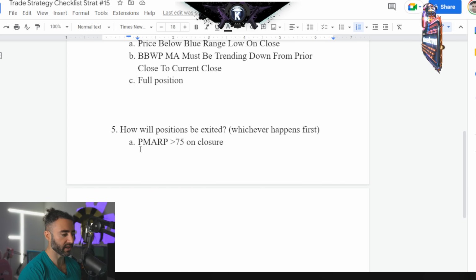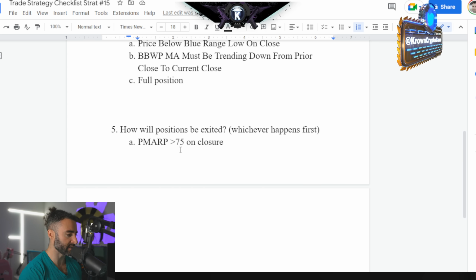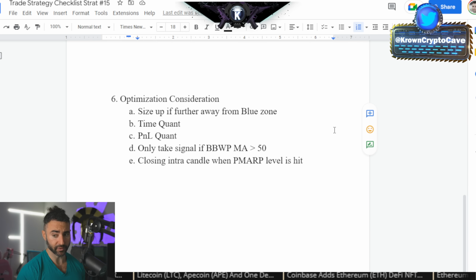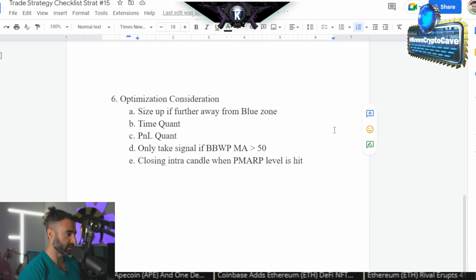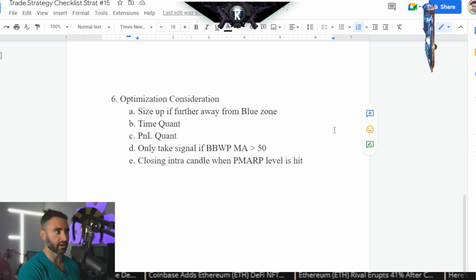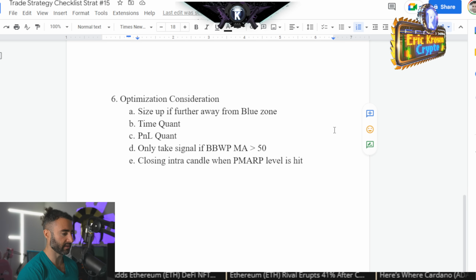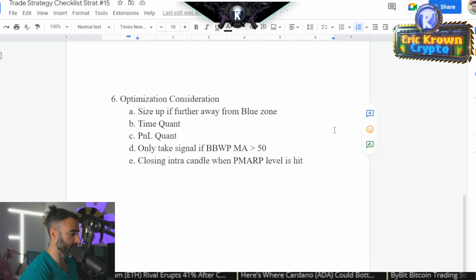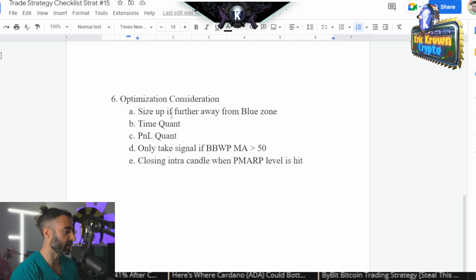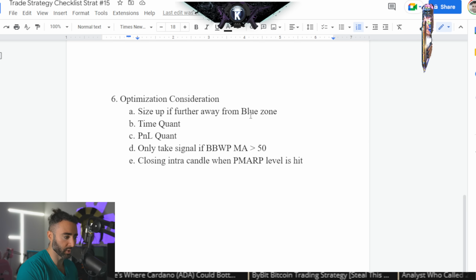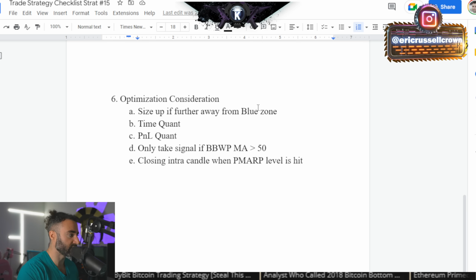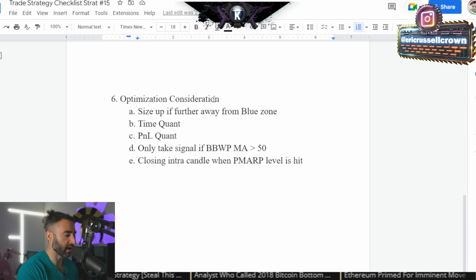So for profit taking, we need to see PMARP above the 75th percentile on closure. A few optimization considerations: you can use these if you like, you don't have to use them at all. I won't test them in this way because that's going to make things a lot more convoluted and complicated, and I want to be as direct and consistent as possible. But you could size up if you're further away from the blue zone. So if you're in the yellow, orange, or red zone, then perhaps consider putting higher size on.